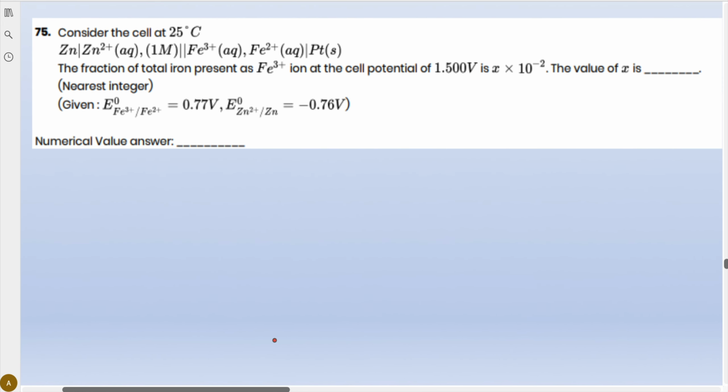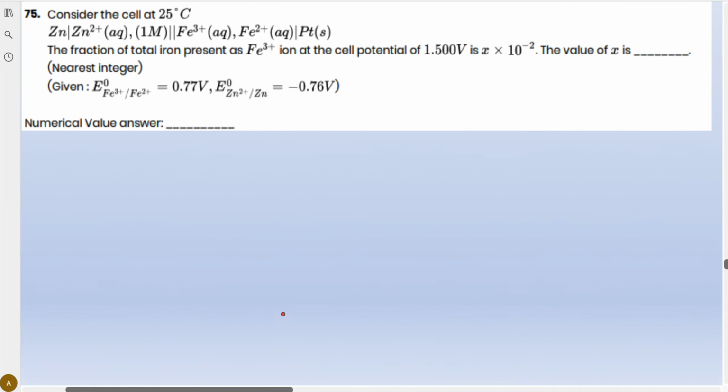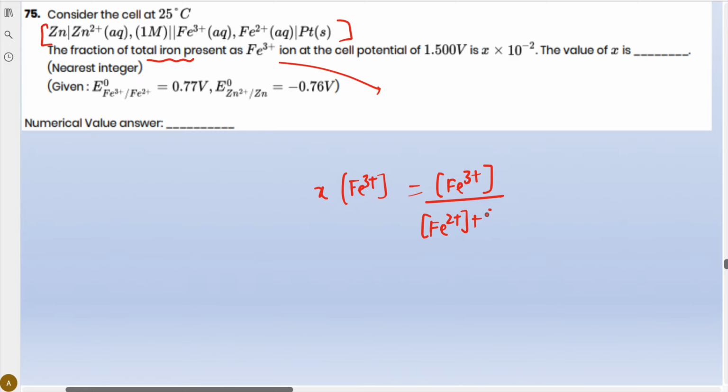Last one, question C, the fraction of iron present as Fe3 positive in the electrons, how much? So this cell is given to you where zinc is converting to Zn2 positive, Fe3 positive is converting to Fe2 positive. What fraction of total ions? Fraction of total ions you need to see. So the fraction will be equal to Fe3 positive ions divided by total ions. Total ions will be Fe2 positive plus Fe3 positive. So this one you need to calculate.